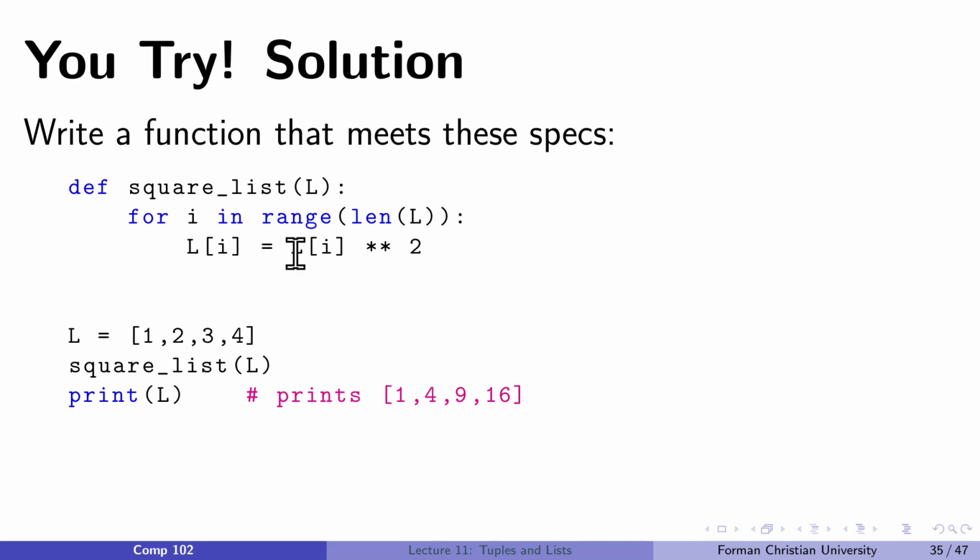We use a range of the length of L to iterate by index, and we do not use for e in L. Why is that? Because we need to modify each element in its position. Changing e would just change the loop variable, not the actual list. So we cannot use that syntax here. You must use range if you want to modify at a particular index. As you can see, this function doesn't have any return statement, and it just mutates L directly. That's exactly what you see in this print statement. The original list is modified, and the new values are 1, 4, 9, and 16.